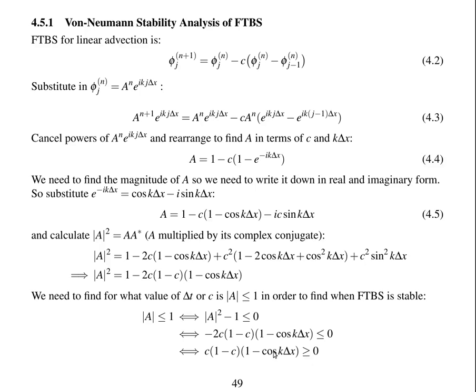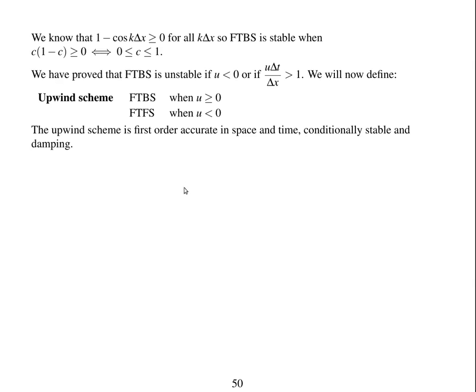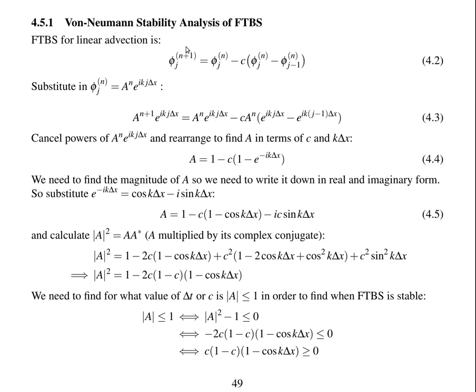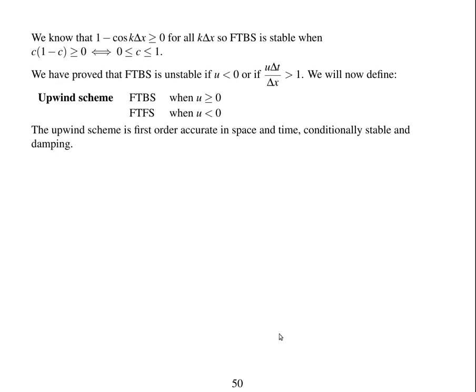We need to find out when this expression is greater than 0, and this needs to be greater than 0 regardless of k delta x. We can't say that the scheme is only going to be stable for certain wave numbers or certain resolutions. If it's stable for a particular Courant number, it must be stable for all k delta x. So we know that 1 minus cos k delta x is greater than or equal to 0 for all k delta x. So looking at this equation, we can see that FTBS is stable when c times 1 minus c is greater than 0, which is equivalent to when c is between 0 and 1.